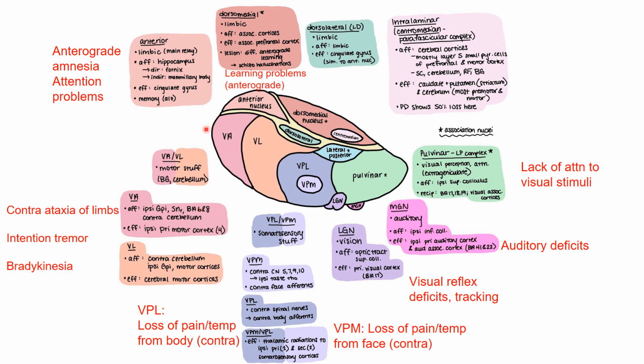And now VA/VL, this is in charge of motor stuff. It's getting a lot of input from the basal ganglia and the cerebellum. Because it is getting a lot of cerebellar input, you're going to see your cerebellar deficits. So if you see contralateral ataxia of the limbs or intention tremor, bradykinesia, anything that we saw as a problem with the cerebellum in our last lecture, because our cerebellum is directly talking to these two, now we could see those same deficits manifest by a lesion here.